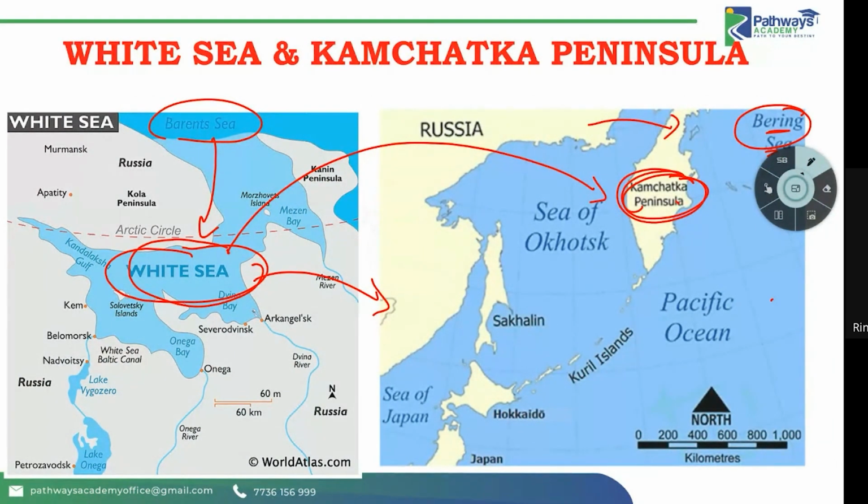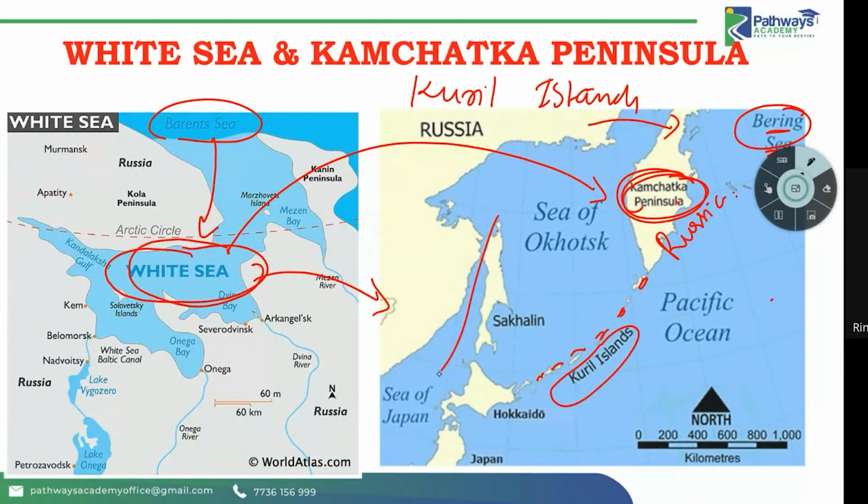And you can see some of the islands which extend from Kamchatka Peninsula. Those islands are known as Kuril Islands. Please note it down. Kuril Islands is a disputed territory between Japan and Russia. You can see Kamchatka Peninsula is part of Russia, and here you can see Japan. So the Kuril Islands are a disputed territory between Russia and Japan.